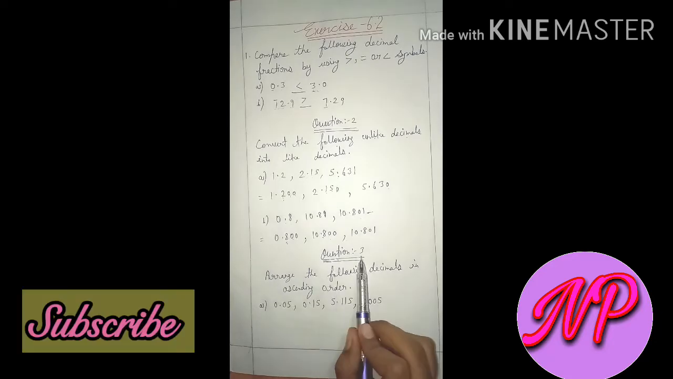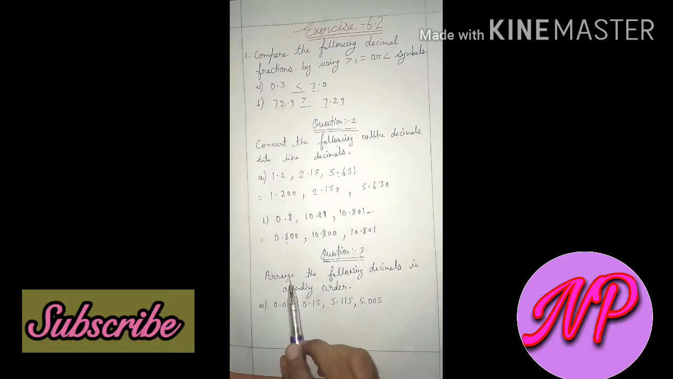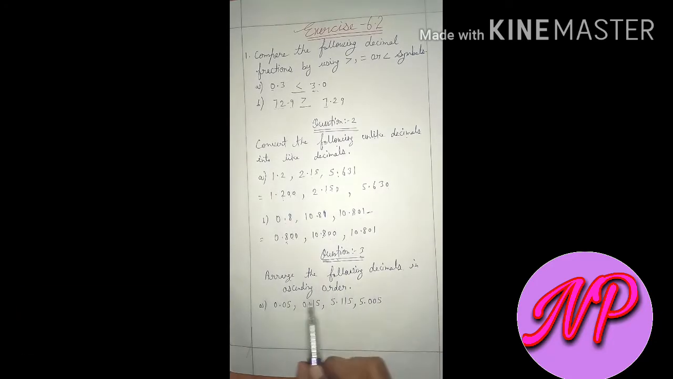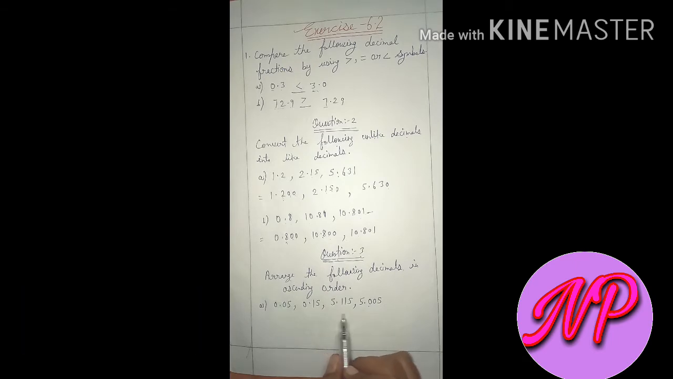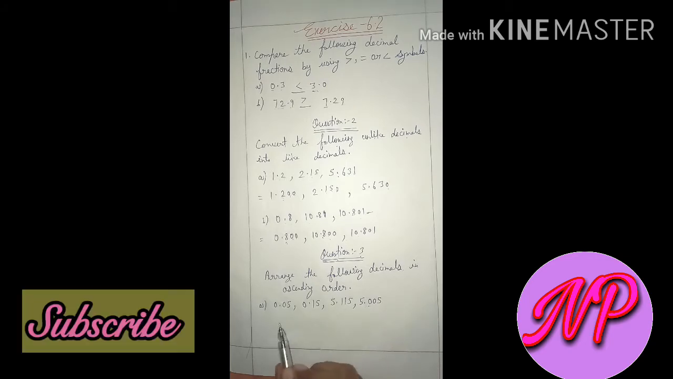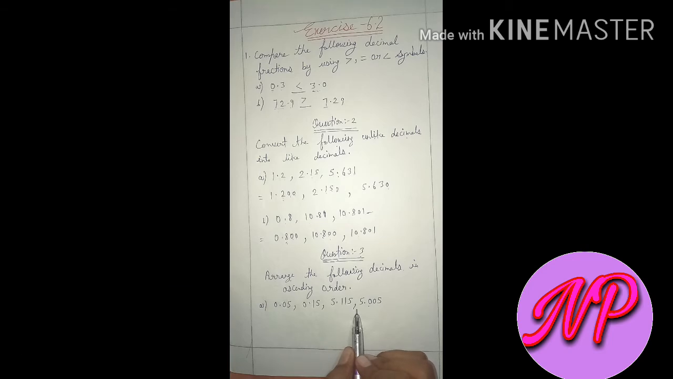Now the third question. In question three we have to arrange the following decimals in ascending order. Here the decimals are given, and we have to arrange them in ascending order. In ascending order, you know that we arrange from smaller to bigger. So firstly we will compare all the decimals to see which one is smaller.